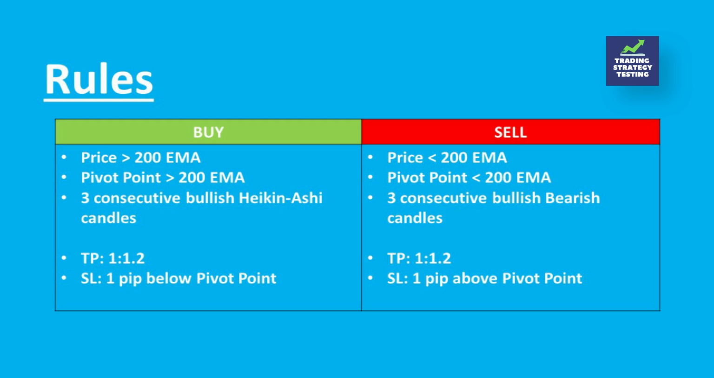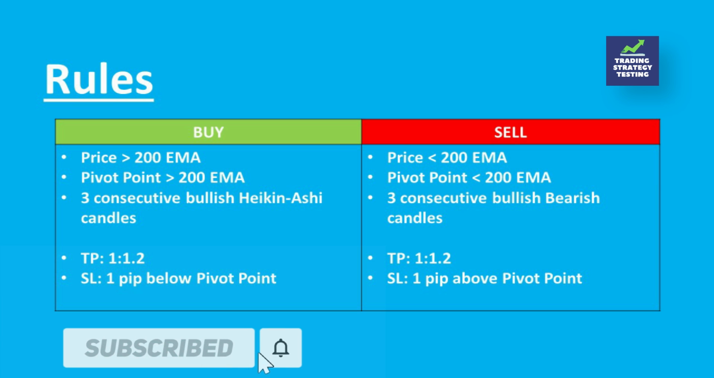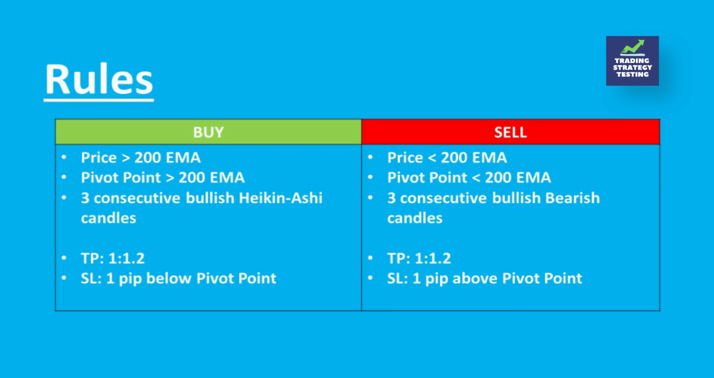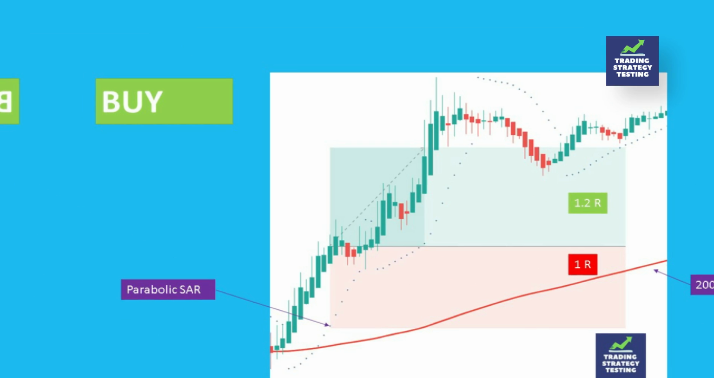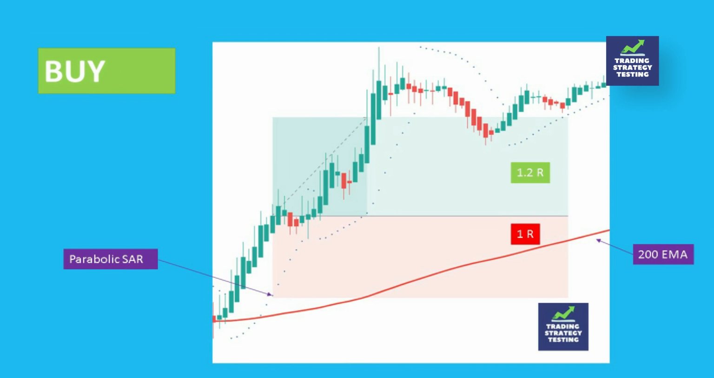On the other hand, the short setup is exactly the opposite. We will wait for 3 consecutive bearish candles. After the Parabolic SAR crosses below the 200 EMA, we will go short at the bottom of the third candle. The stop loss is a few ticks above the Parabolic SAR, and we will aim for a 1 to 1.2 risk to reward ratio. You can look at these 2 examples handpicked from the chart.